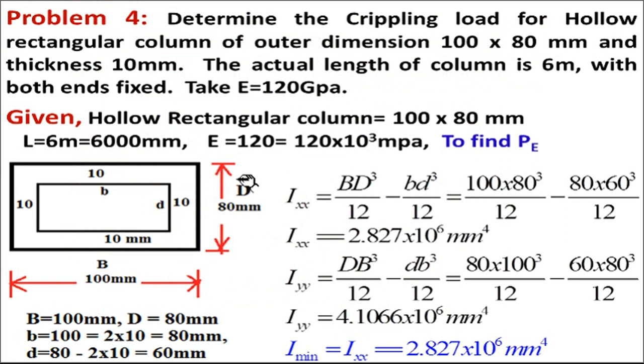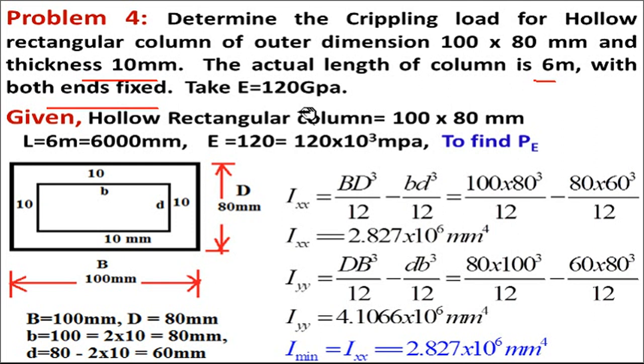Now see the fourth numerical. Determine the crippling load for the hollow rectangular column of outer dimension 100 by 80 mm and thickness of 10 mm. The actual length of the column is 6 meter with both ends fixed. So the end condition is given, both ends fixed. Sometimes the end condition is not mentioned in the problem, whether it is hinged or fixed or one end is free, one end is fixed, like that.